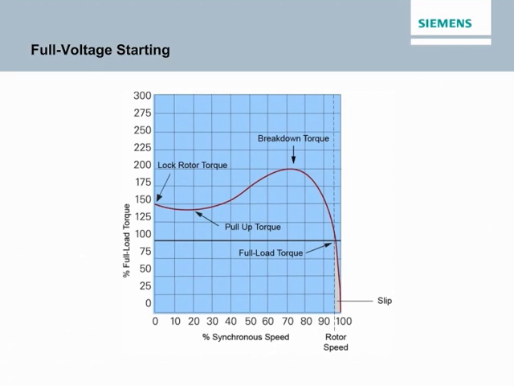Another potential problem with full voltage starting is the high torque developed when power is first applied to the motor. As shown in the accompanying speed torque curve for a NEMA B motor, the starting torque, also called locked rotor torque, is typically around 150% of full load torque. Additionally, the torque can rise as high as 175 to 200% of full load torque as the motor accelerates to rated speed. Many applications require the starting torque to be applied gradually.